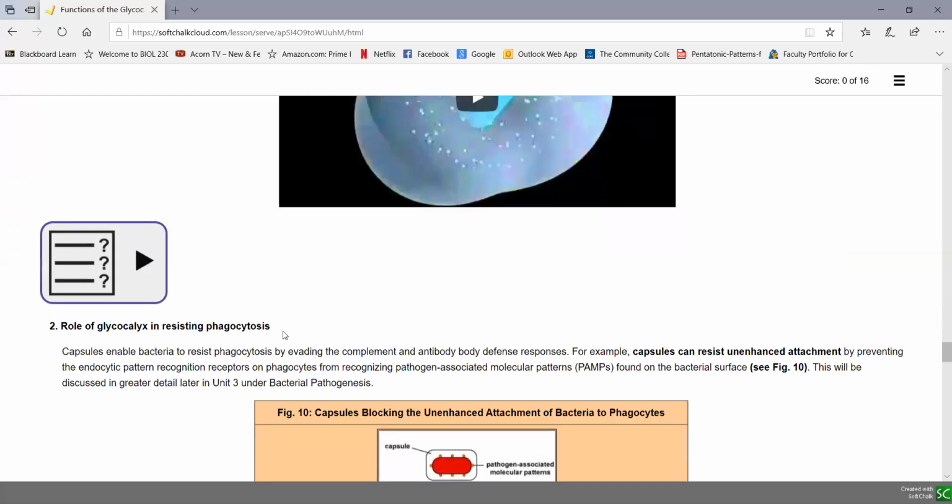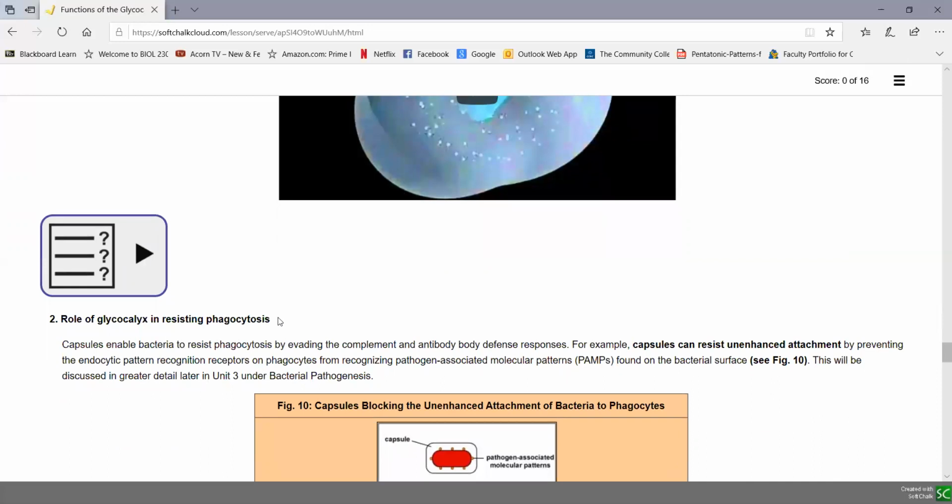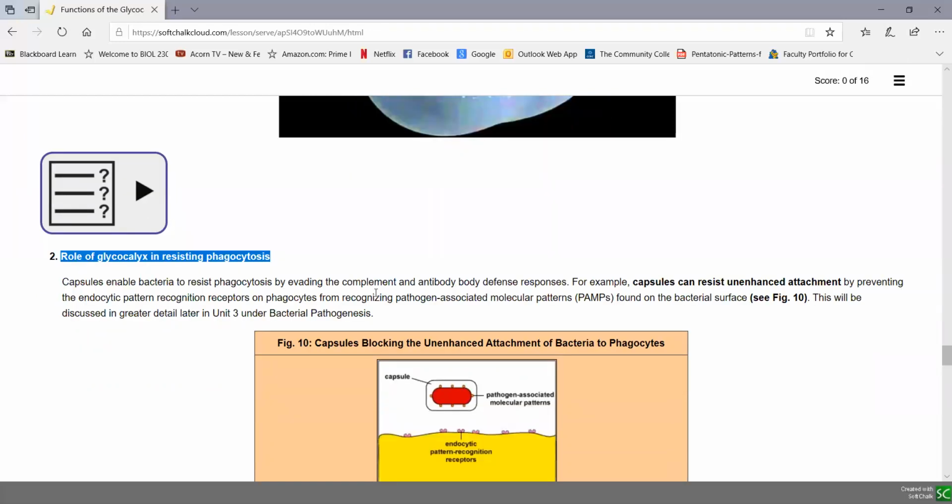So getting back to our topic here, the function of the glycocalyx, now we're going to see how that glycocalyx plays a role in resisting phagocytosis. And we're going to be using glycocalyx and capsule kind of interchangeably here, since often that glycocalyx is a rather massive mass called a capsule.